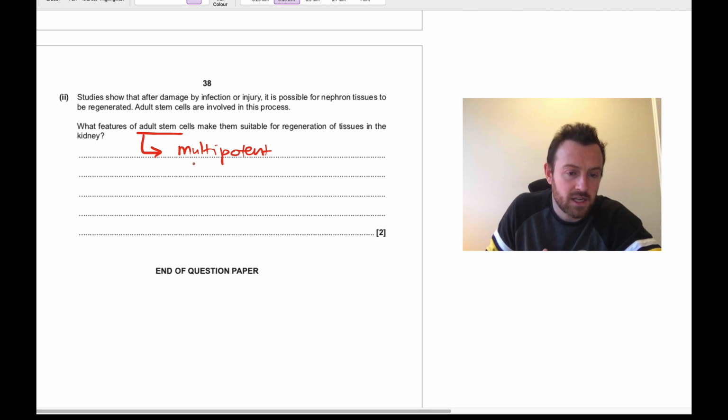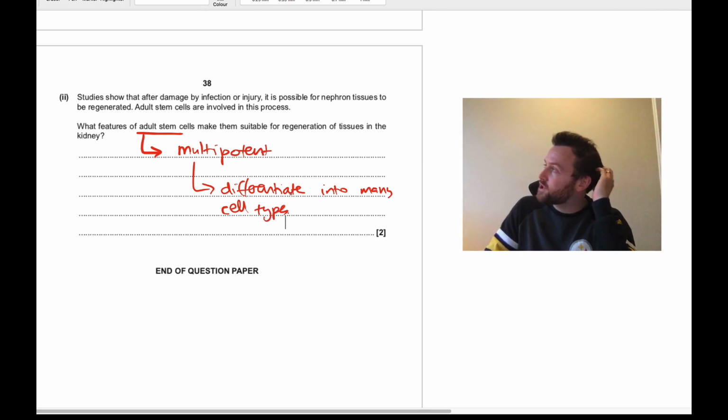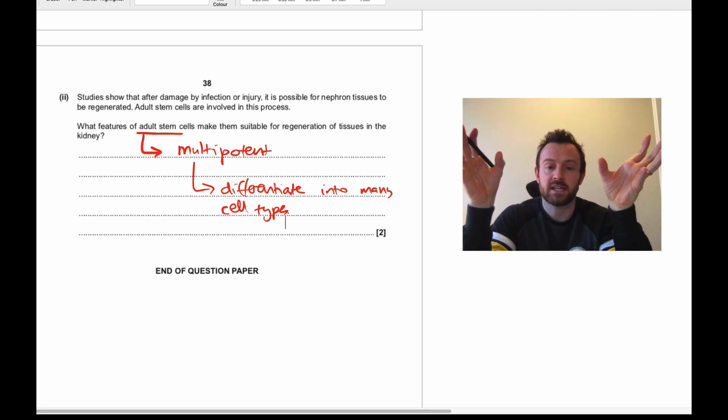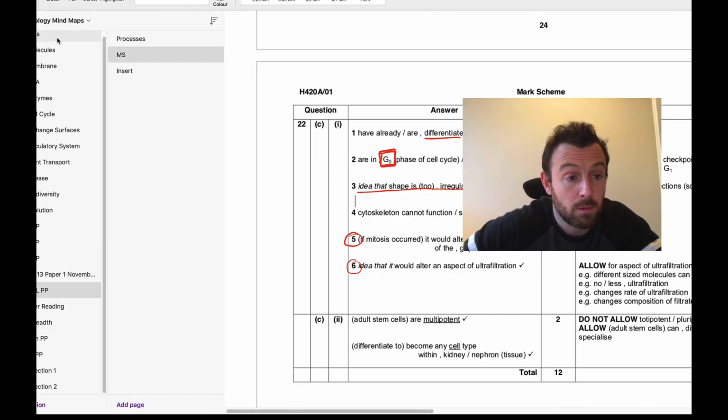Okay, so that's kind of the next part. Differentiate into many cell types. And you might want to just fully explain, just to make sure you're getting the marks, that they can't differentiate into every cell type, but the kidney stem cells would be able to differentiate into multiple different cell types within the kidney to regenerate the kidney tissues. So that is probably what the mark scheme says.